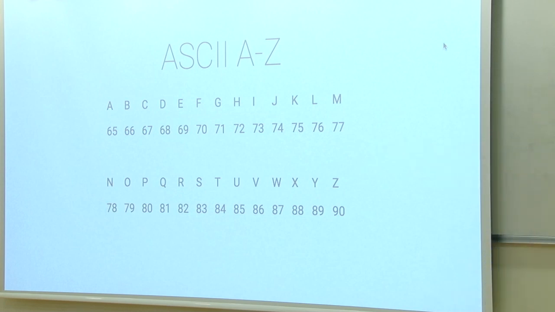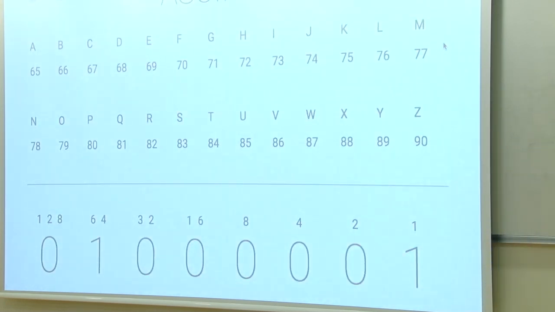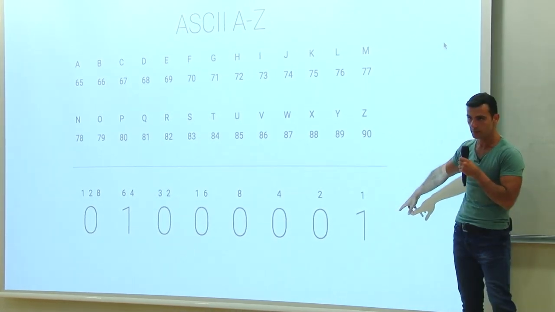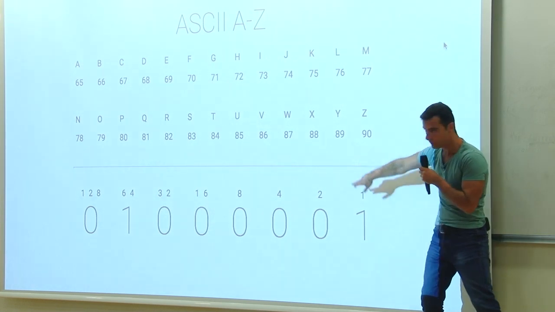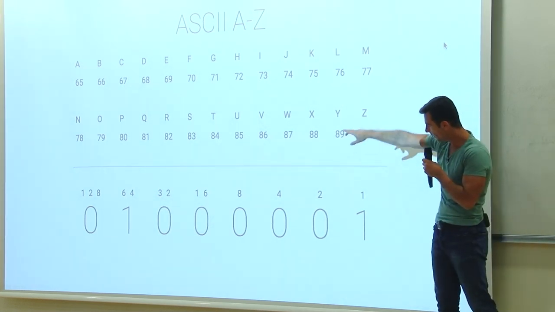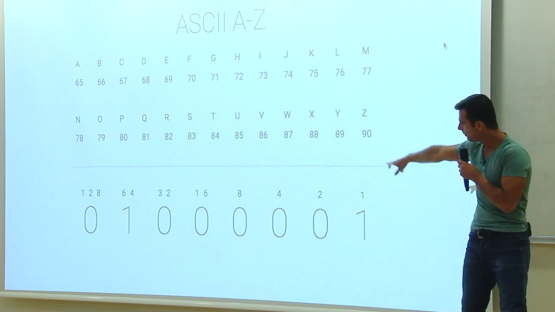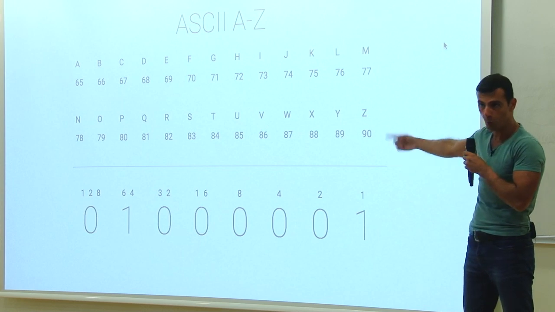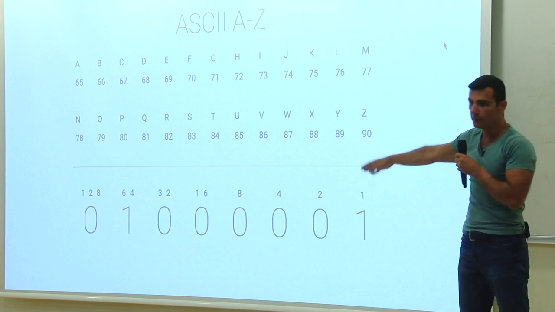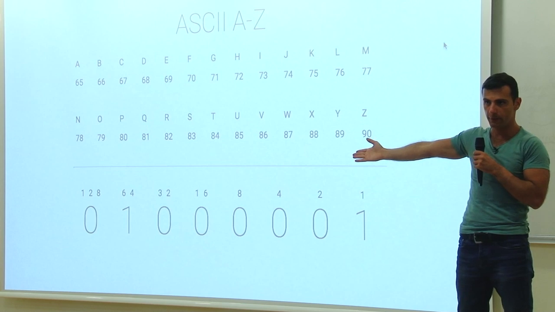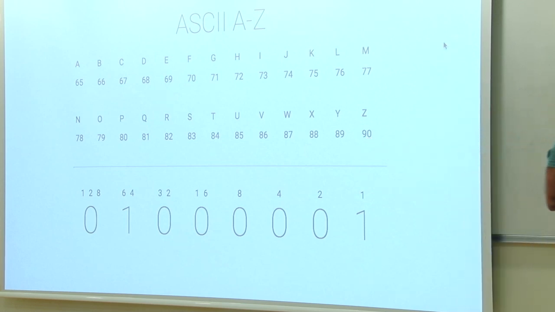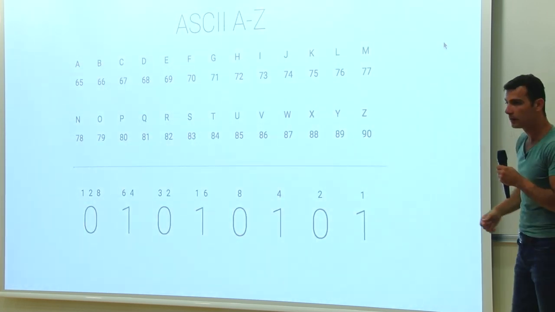Suppose I have this binary number here. I've put in the positions for you to make it easier. So you just multiply them and add them together. What number do you get from this? 65. Right, so it's 1 times 1, 1, 1 times 64, 64, add them together, you get 65. What number is 65? A. A, cool. What if you saw this number? What would this mean?